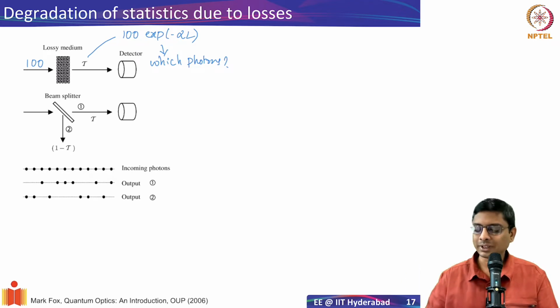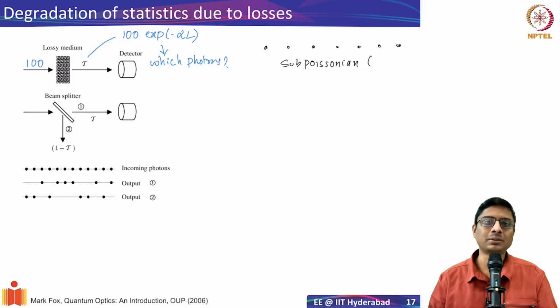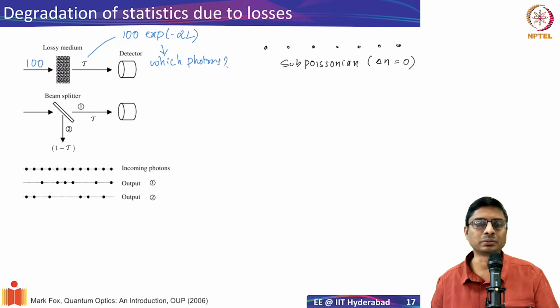Let's assume that there is a perfect Sub-Poissonian source. That means I have a stream of photons which are equally spaced in time. This is a perfect Sub-Poissonian source. We have the average photon number we talked about, and the fluctuations are delta n. If it's a perfect Sub-Poissonian source, I have my delta n to be 0.